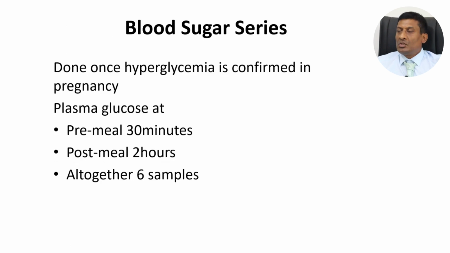Coming to blood sugar series, which is done after hyperglycemia is confirmed in pregnancy. So you have to request BSS or blood sugar series only in non-maternal diabetics. Plasma glucose is obtained pre-meal, which is 30 minutes before the meal, and post-meal, which is 2 hours after a meal. So, as you have 3 major meals, altogether you are having 6 samples.